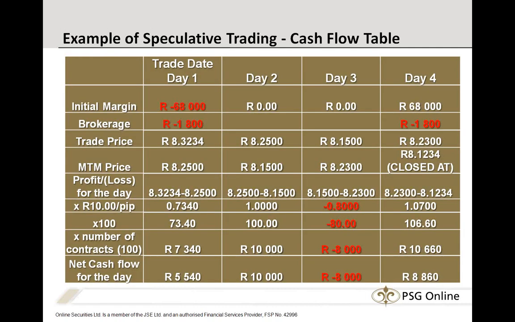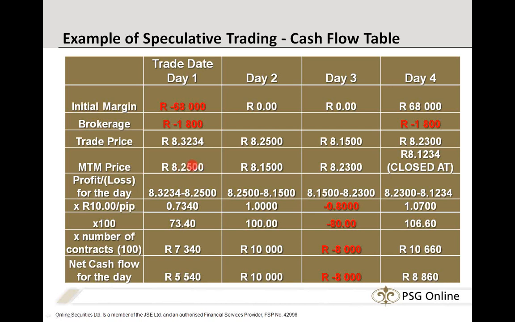So here's that little table I was talking about. Going back to my example, it opens up, remember our initial margin, the 10 contracts at 340 times 2, 680 times 100 contracts. That's how we got 68,000 Rand. There's my brokerage, 100 contracts at 18 Rand per contract. These are the prices traded, and so it goes on.